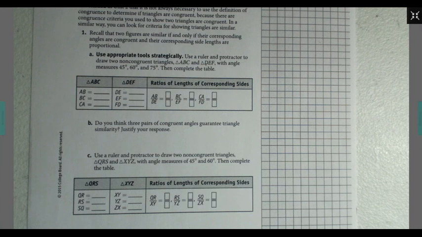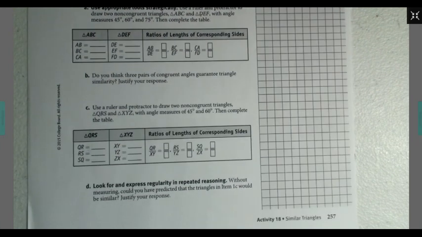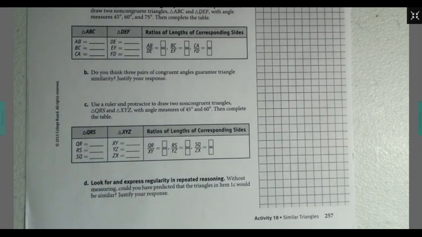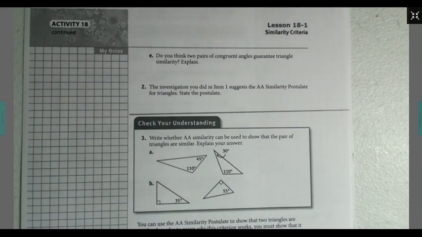Justify your response. C. Use a ruler and a protractor to draw two non-congruent triangles, triangle QRS and triangle XYZ, with angle measures of 45 and 60 degrees. Then complete the table. D. Without measuring, could you have predicted that the triangles in item 1C would be similar, and justify your response? E is on the top of the next page.